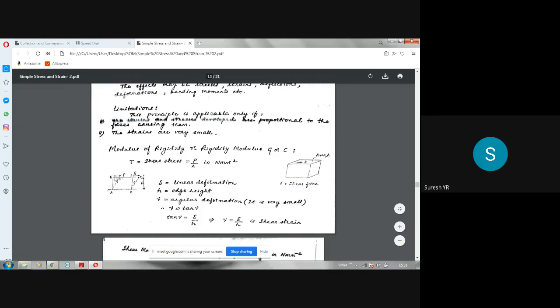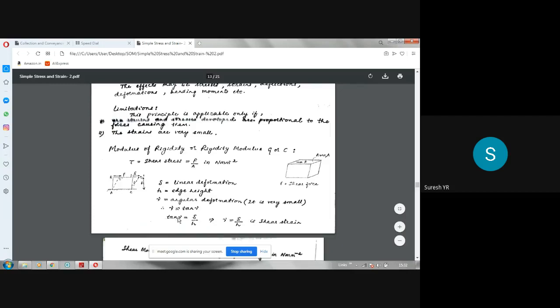So here, at the top edge, what happens? This point moves to this point, where the deformation is taken as delta. So this is delta. And if you take h as the thickness or the edge height, and this is gamma, the angle. Gamma is called the angular deformation. Delta is called the linear deformation. There is a relation between these two. You know that tan gamma is equal to delta divided by h.